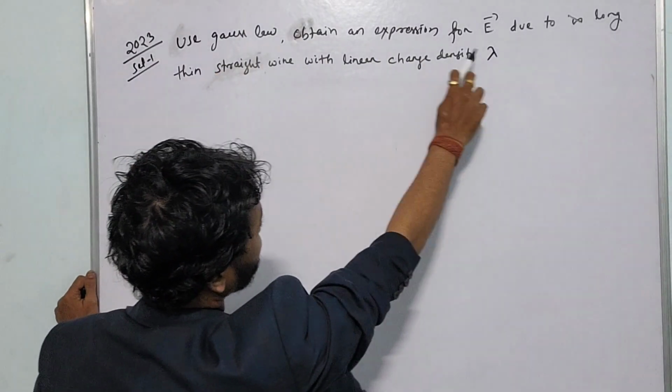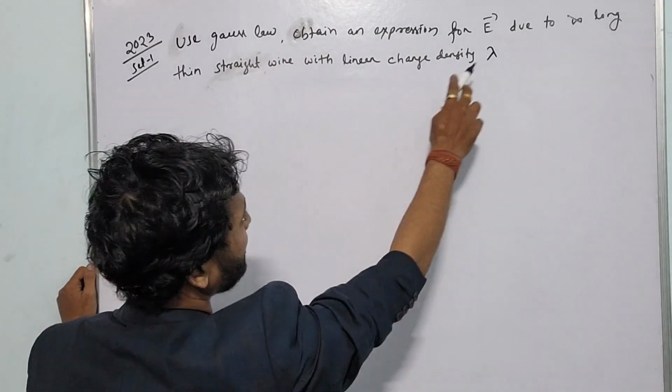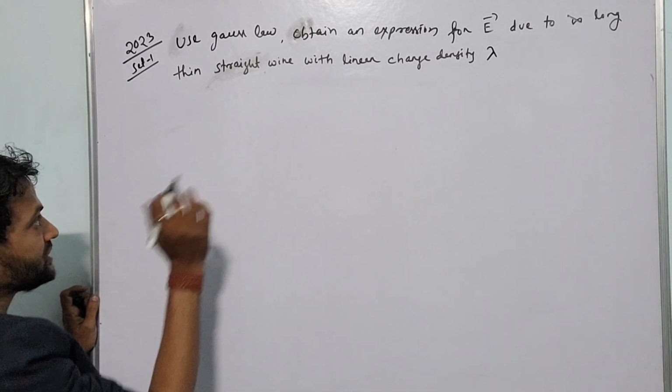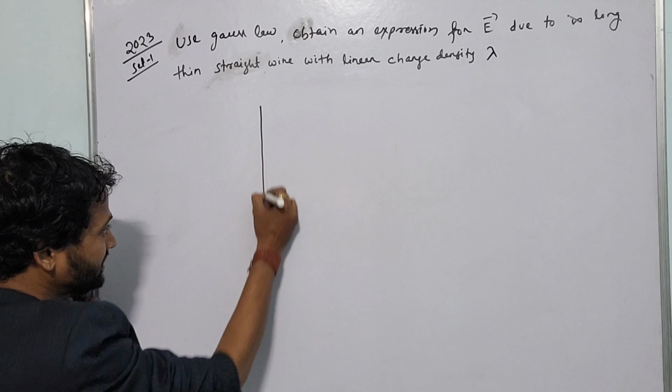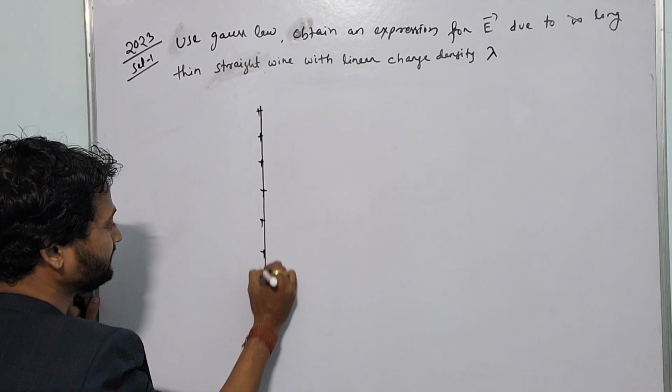Look at the question. Using Gauss law, obtain an expression of electric field due to an infinite long thin straight wire with linear charge density lambda. That question came in 2023 set number 1. Question क्या है पहले देखो. Question is, we have a long straight infinite charged wire.